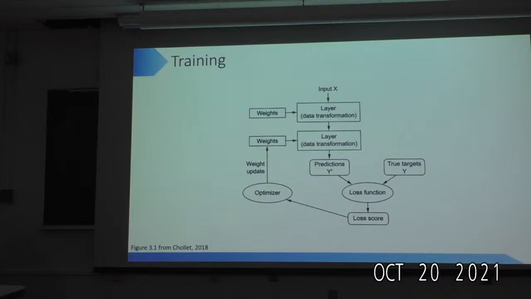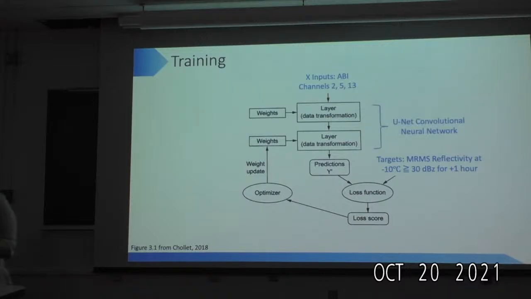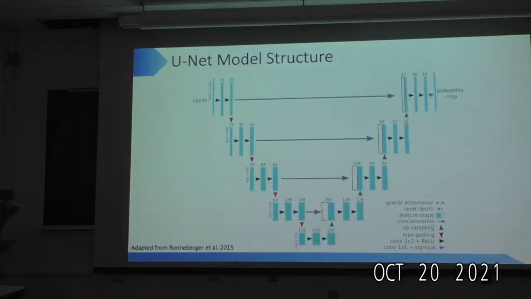Let's put this in the context of my model. We know our inputs, they keep popping up frequently. We know our targets: that's the MRMS radar at negative 10 degrees Celsius for an hour into the future greater than 30 dBZ. Well, how do we characterize these layers? That's where a UNet convolutional neural network shows up. This is the model that I'm using to build it, based on this UNet structure. This is very complicated, so don't look at this and get super overwhelmed. I'll go through it with you.